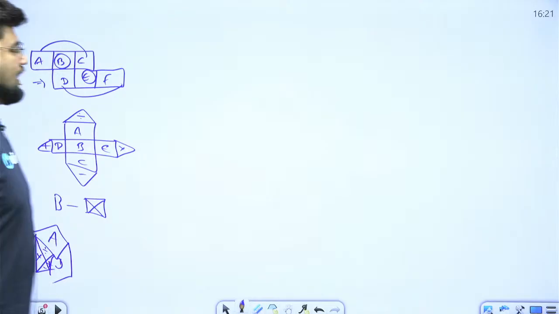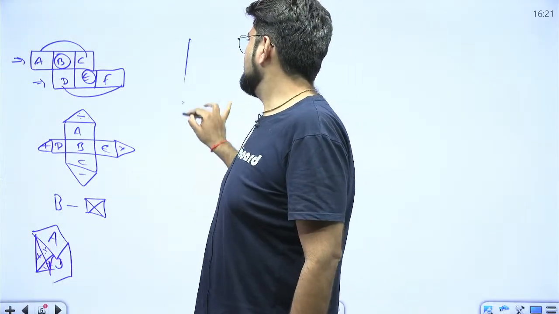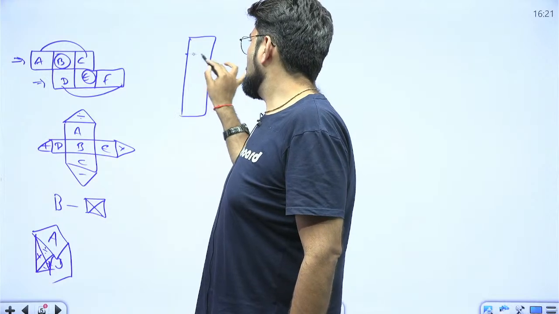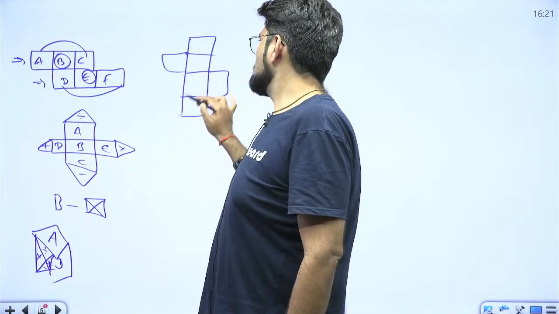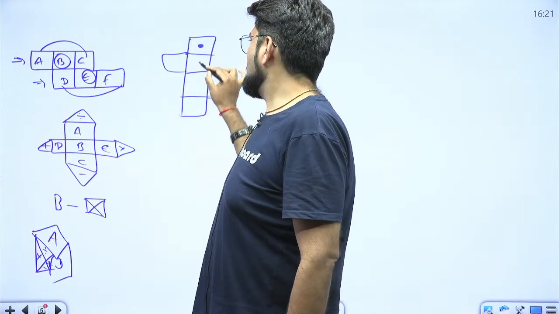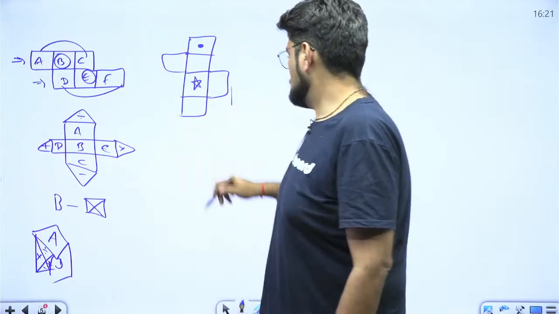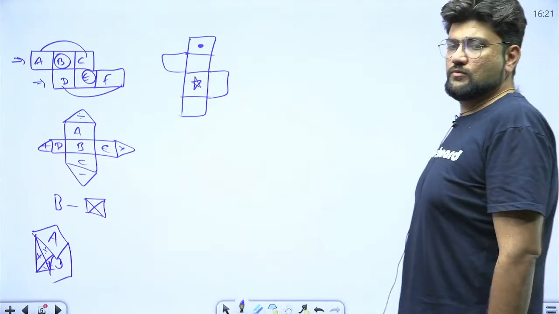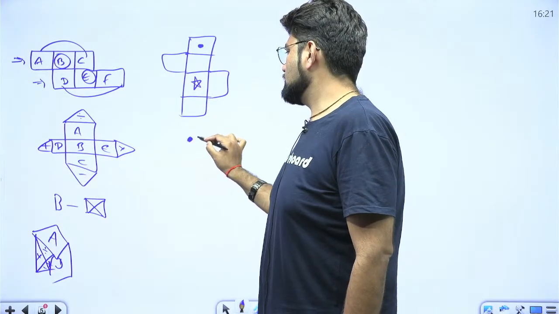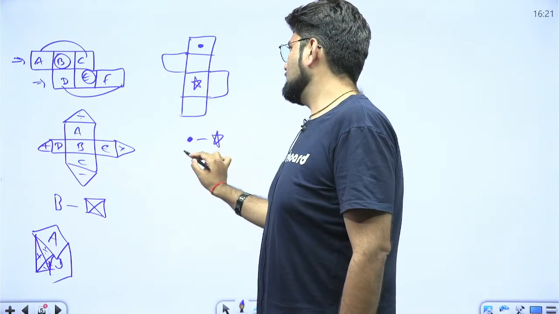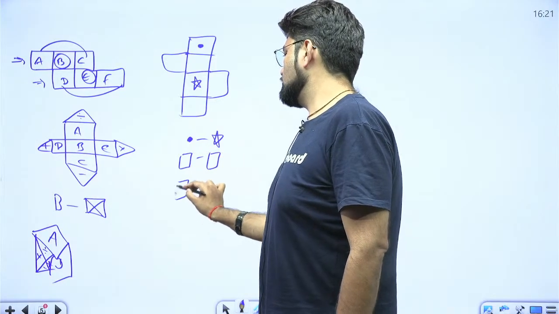And often there are also blank spaces given. So something of this sort will be there. This sort of a figure will be given to you. So what will be your options? Again, this dot is opposite to star, and then there is a blank opposite to blank and another blank opposite to blank.